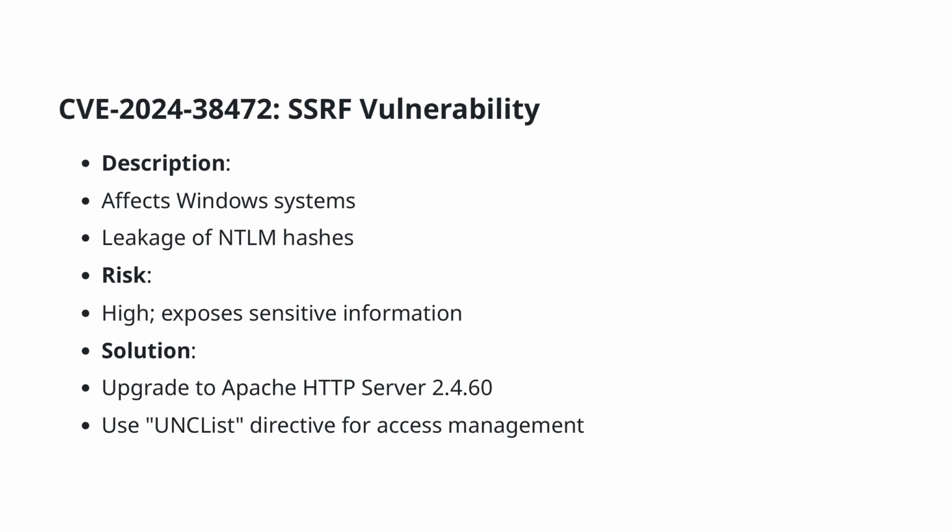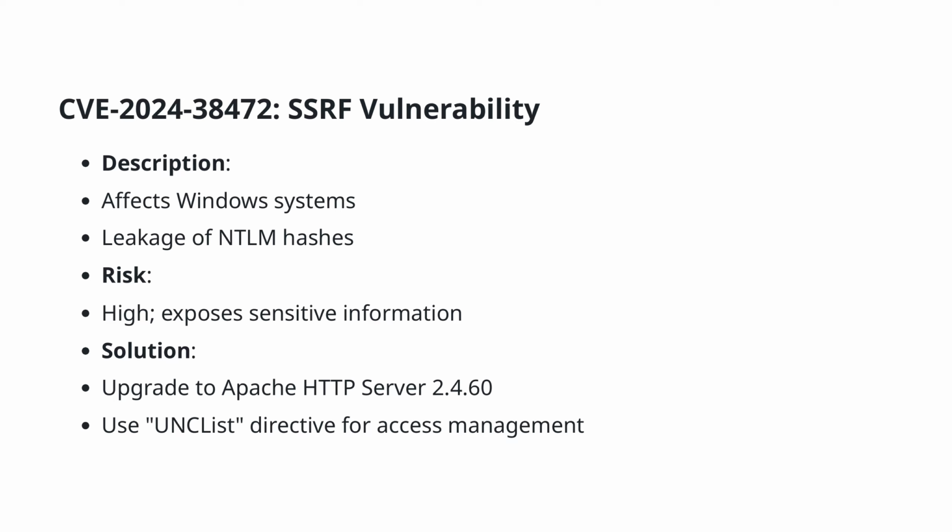Here, we'll delve into CVE-2024-38472, a significant SSRF, server-side request forgery vulnerability. This particular vulnerability specifically affects Windows systems and can result in the leakage of NTLM hashes, which are sensitive pieces of information that could be exploited by attackers. Due to the nature of the risk, its severity is rated as high. Malicious actors can leverage this vulnerability to gain unauthorized access, potentially compromising the entire system's security.